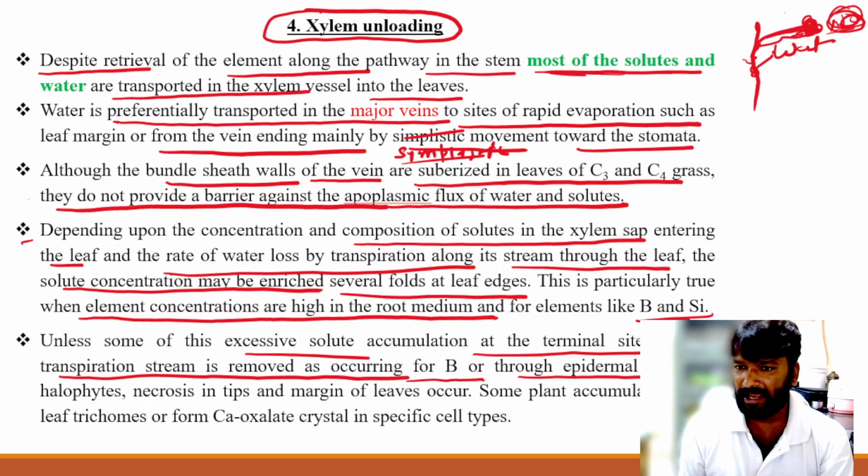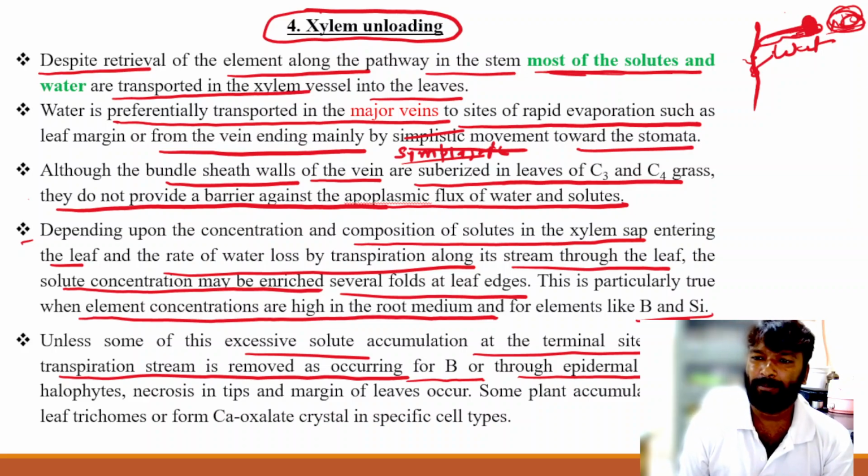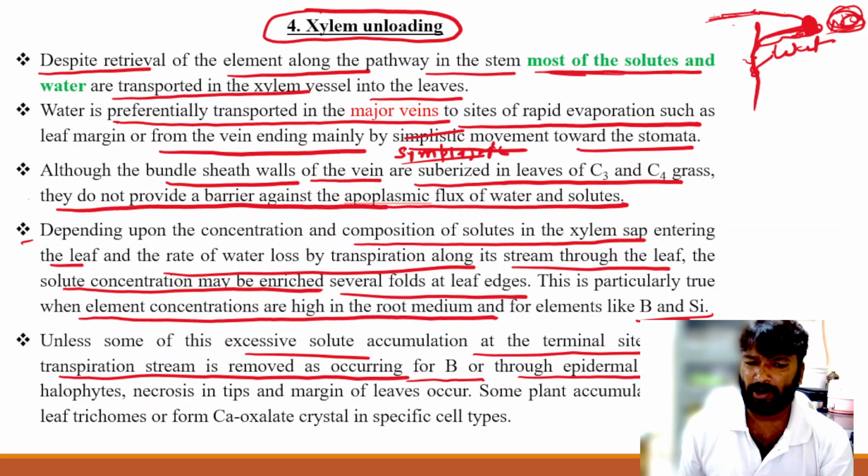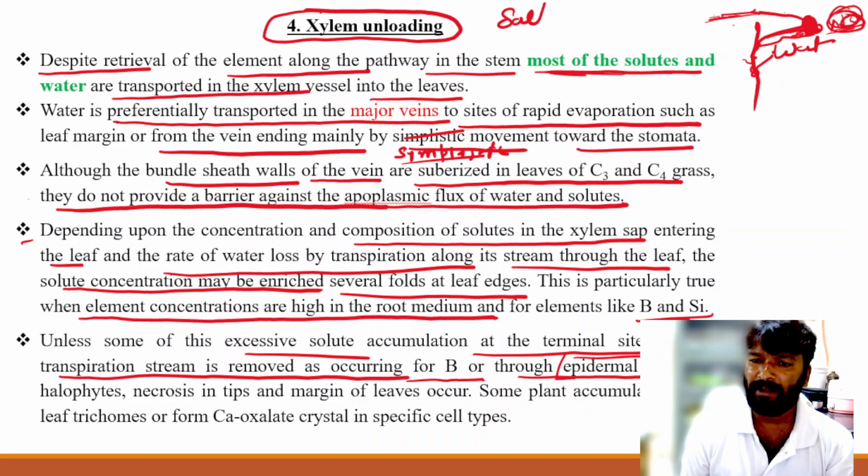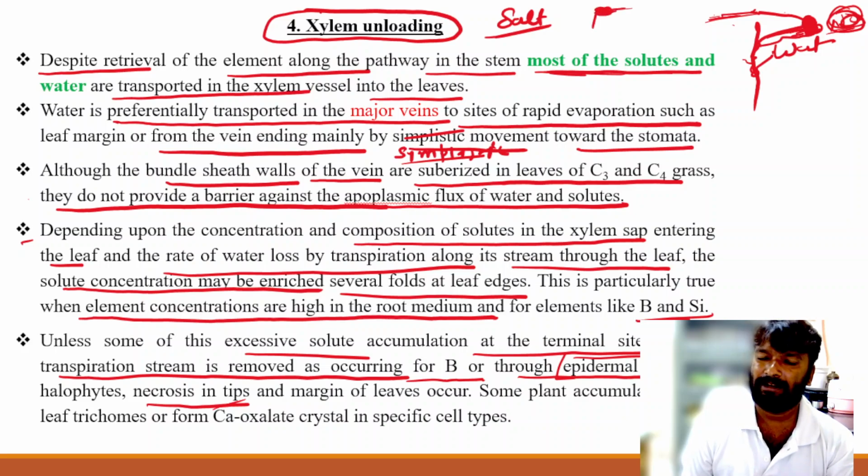So plants have some mechanism by which they can be secreted outside or effluxed outside, like the epidermal or salt glands in the halophytes. Okay, necrosis in the tips. If there is necrosis, this portion is removed and the ions can be removed. Excess ions cause necrosis in tips and margins of leaves.